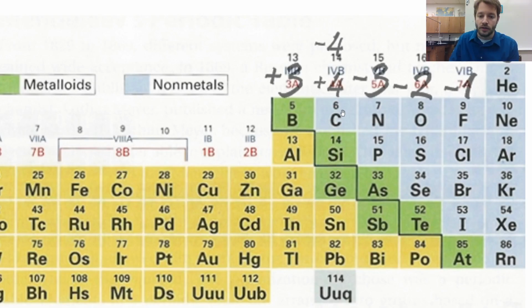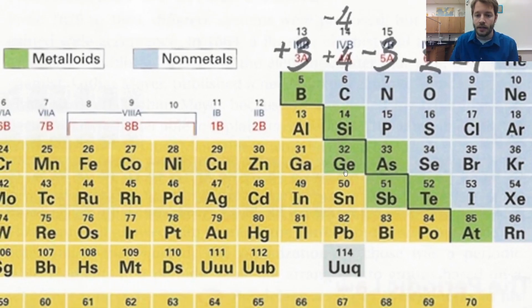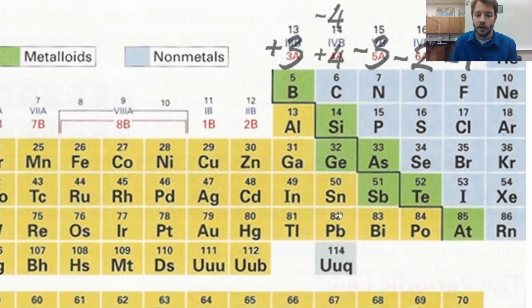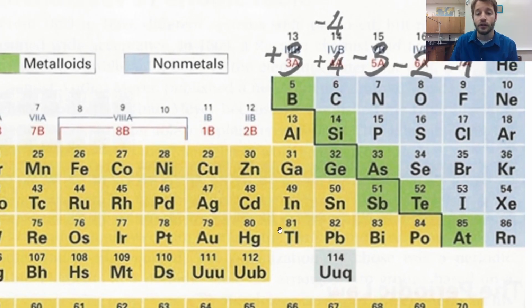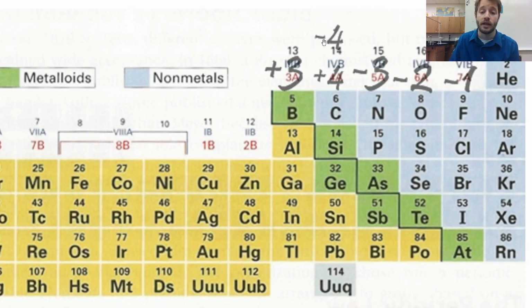The top ones, carbon and silicon, have a tendency to gain 4, whereas the metals, germanium, tin, and lead, have a tendency to lose 4. If they're losing 4 electrons, they're going to be a positive 4 charge. If they're gaining 4 electrons, they're going to be a negative 4 charge.